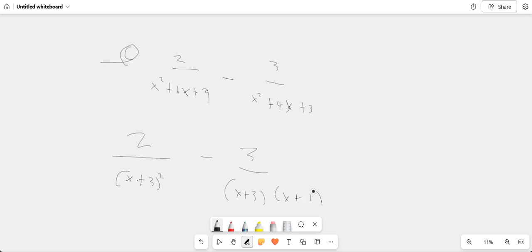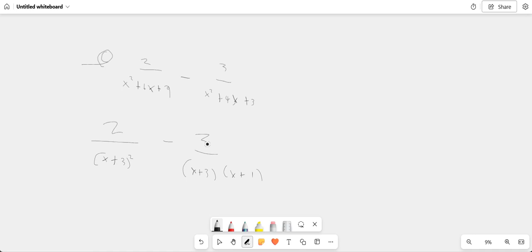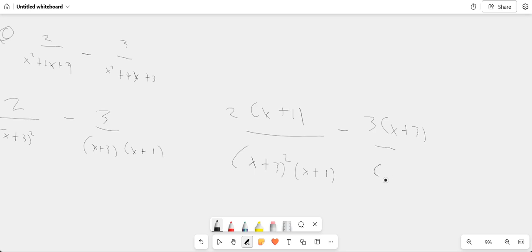And now you'll see what the right hand side is lacking. It's lacking quite a lot, to be honest. The left hand side, to make it the same as the right hand side, is lacking an x plus 1. So I need to times the left hand side by x plus 1. So 2 times x plus 1 over x plus 3 squared x plus 1. And then the right hand side is obviously lacking another x plus 3, so I need to times it by another x plus 3 to get x plus 3 squared. So x plus 3 there over x plus 3 squared x plus 1.